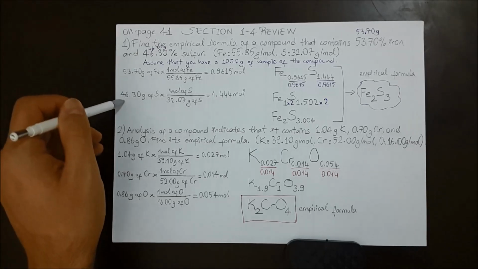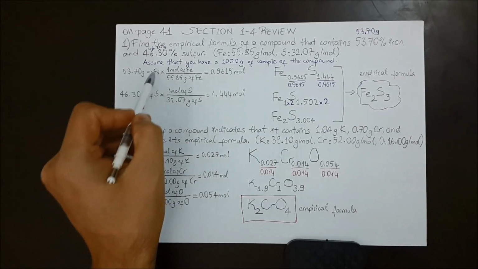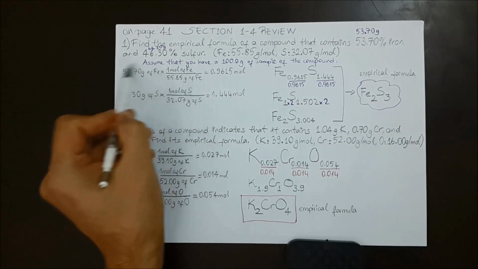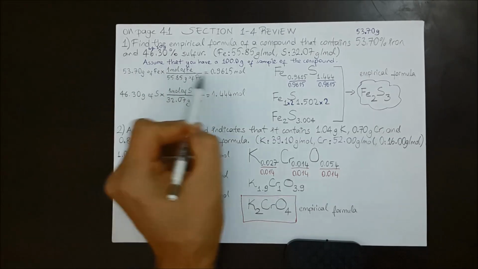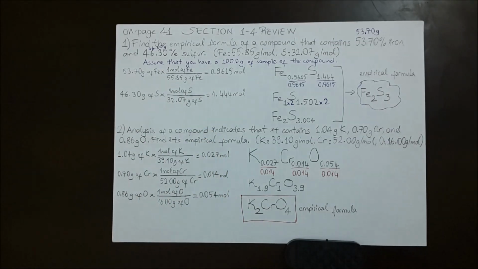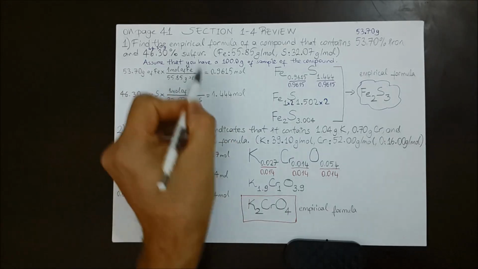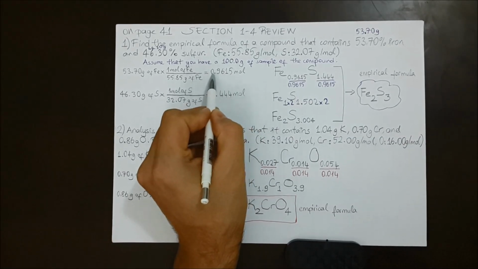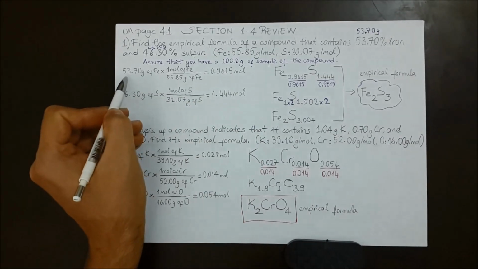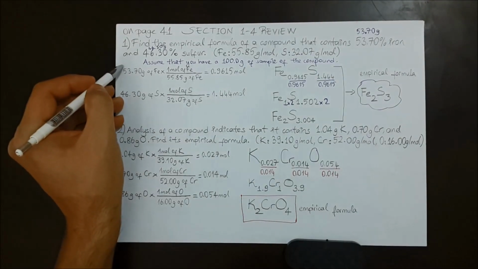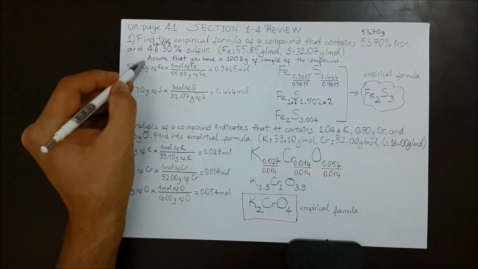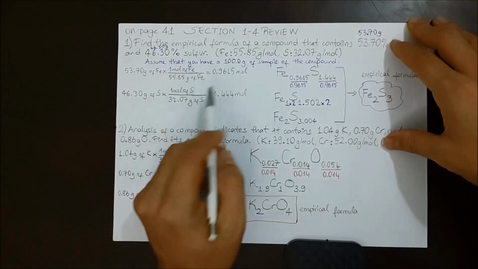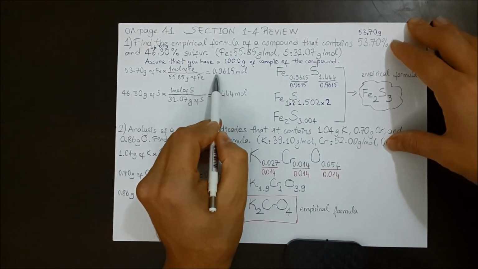Second step, we convert mass composition of each element to their moles. 53.70 grams of iron times 1 mole of iron over 55.85 grams of iron. This calculation gives us 0.9615 mole. Why are there 4 numbers after 0? Because in the given I have 1, 2, 3, 4 significant figures. So my result must contain 4 significant figures. For this reason, there are 4 numbers after the 0 point.